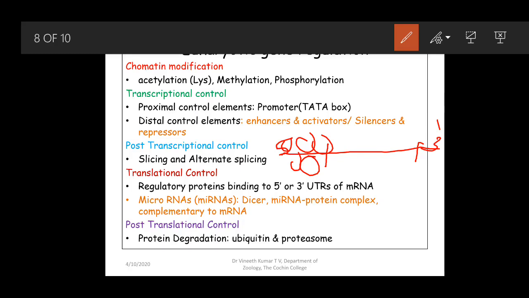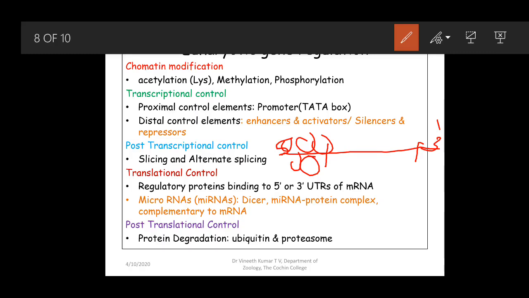If a particular mRNA should not be translated, the cell produces more and more miRNA which is complementary to that mRNA. They will go and bind to that mRNA and form double-stranded structures. That mRNA will not be translated. mRNA, which is single-stranded, is usually translated by the ribosome. When it becomes double-stranded by the binding of miRNA, it will not be translated.